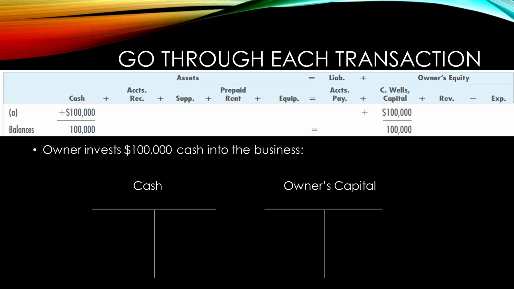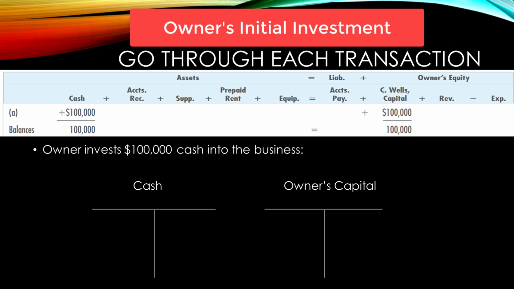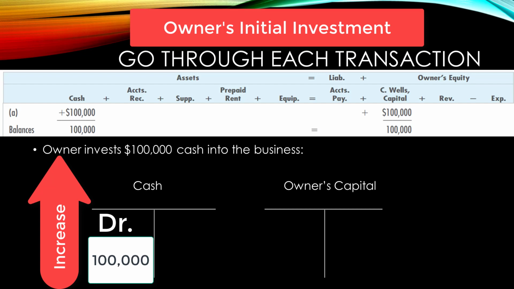All companies start out with the owner investing money into the company. So let's talk about how this would be recorded in T accounts. Since the company's cash is going up, we will increase cash with a debit. The rule for all assets is they are increased with debits and decreased with credits.